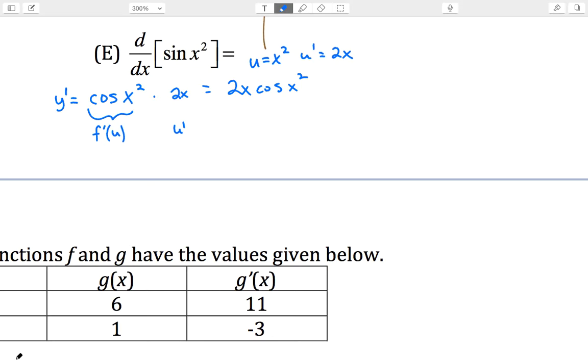Okay? Yay! Easy peasy, right? So what's the final answer? The final answer is 2x cosine x squared. What questions do you have so far? I like this. Yeah, it's pretty fun, right?